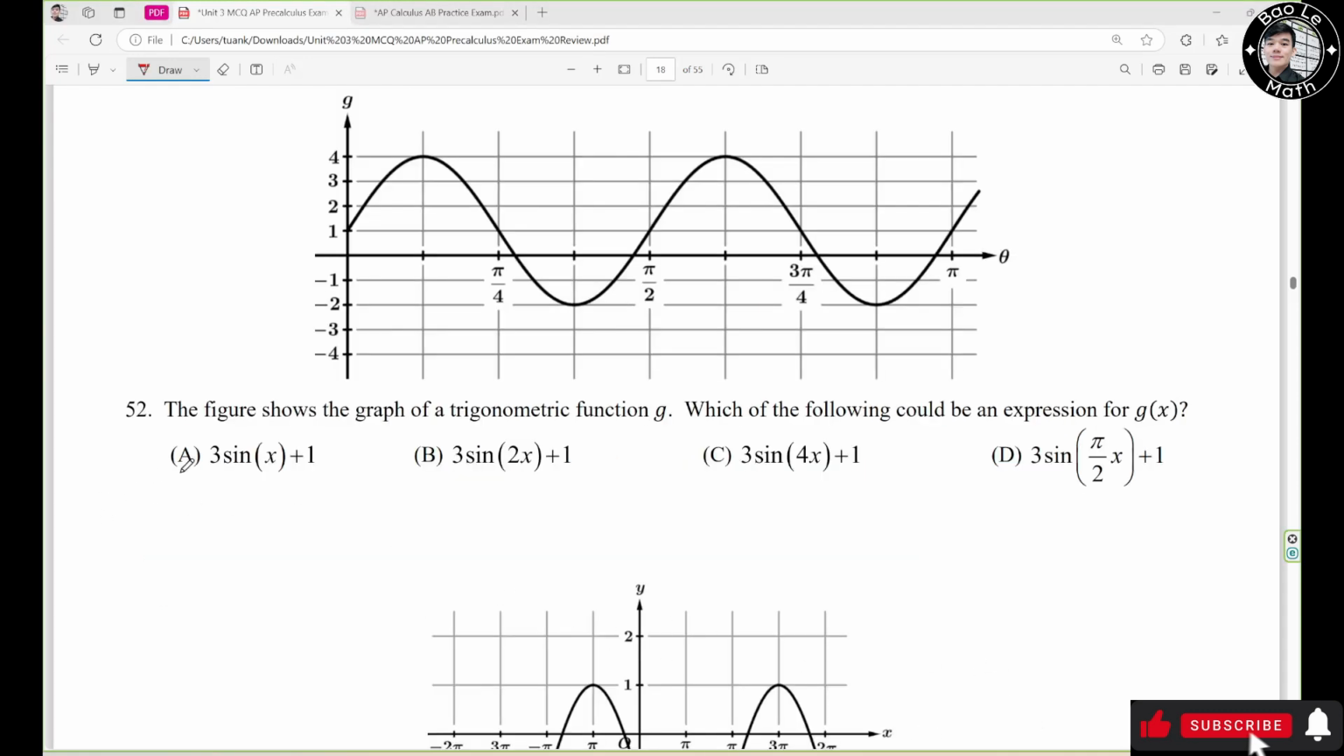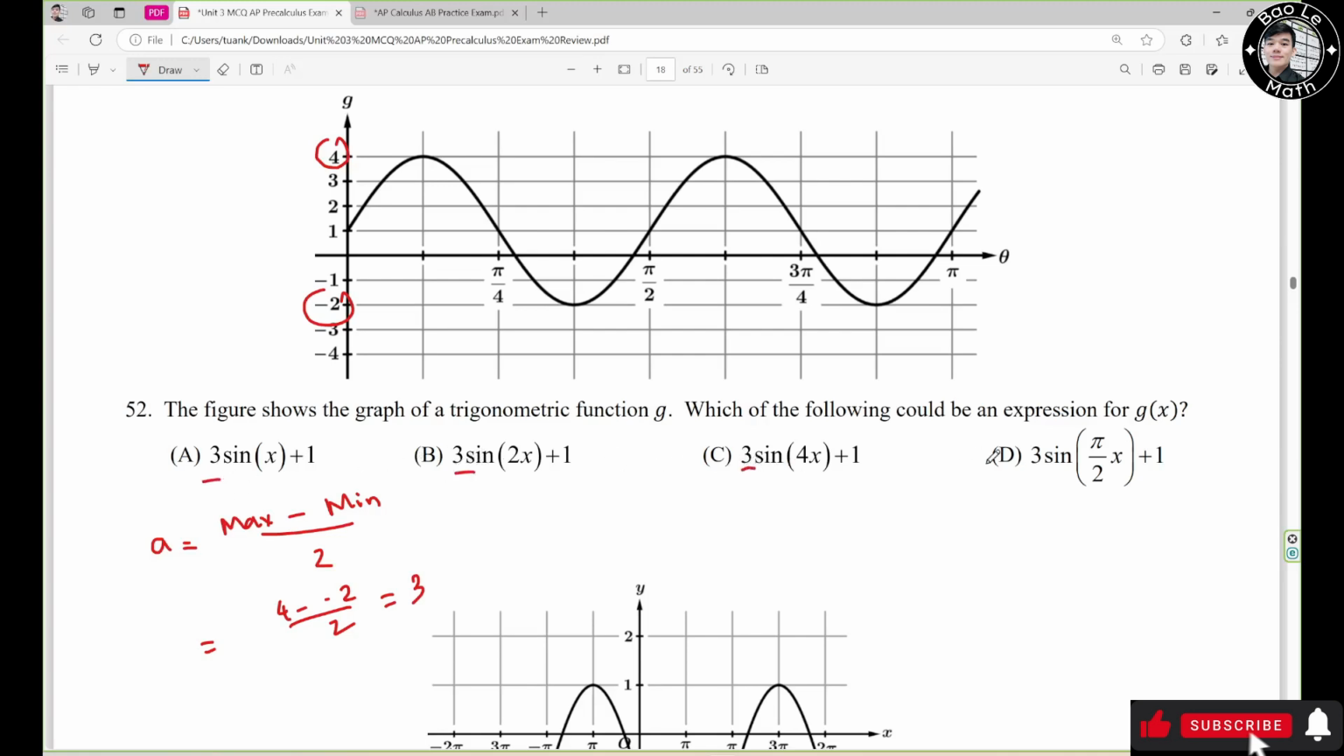Now let's move on to question 52. Alright, given the graph, we need to write the sinusoidal function for this graph, right? First, we need to find the amplitude, right? So the amplitude A equals maximum minus minimum divided by 2, right? So maximum is 4, minimum is negative 2, right? So it will be 4 minus negative 2 divided by 2. It's going to be 3, right? So they all have 3, right?